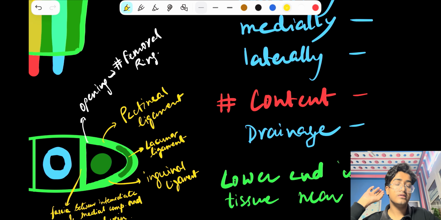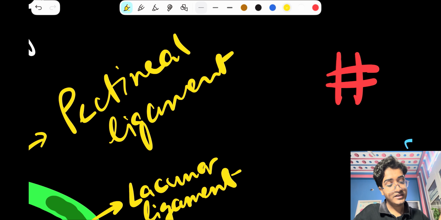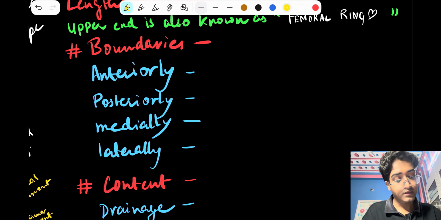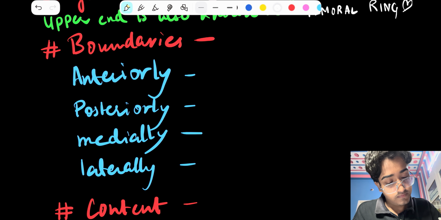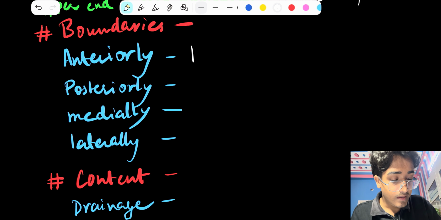You might recall when we talked about the hip bone, there was a line called the pectineal line in the pubis part of the hip bone. There is a ligament attached to that part which is known as the pectineal ligament. So coming back, what are the boundaries of this femoral canal? The anterior boundary is formed by the inguinal ligament.